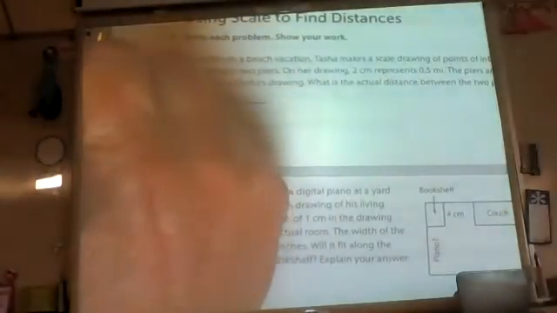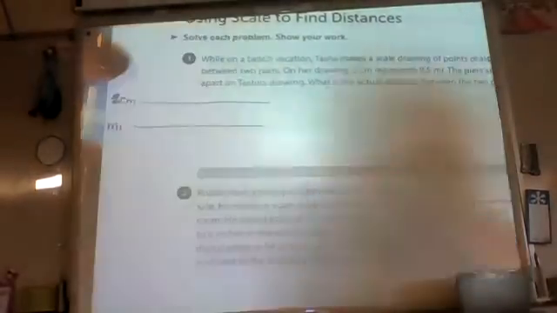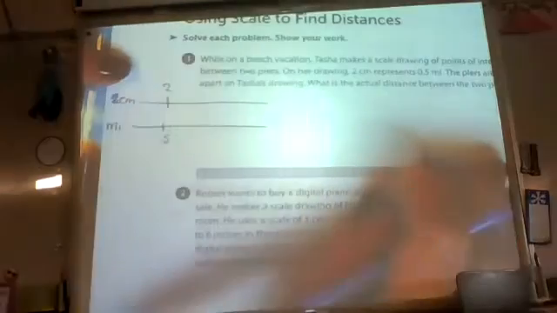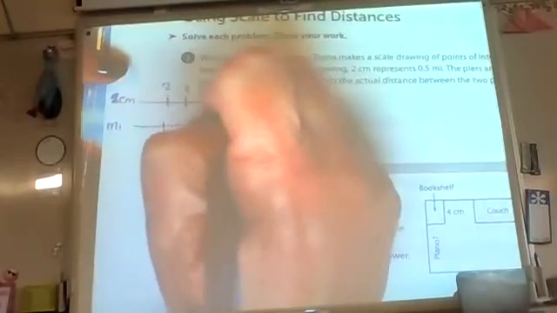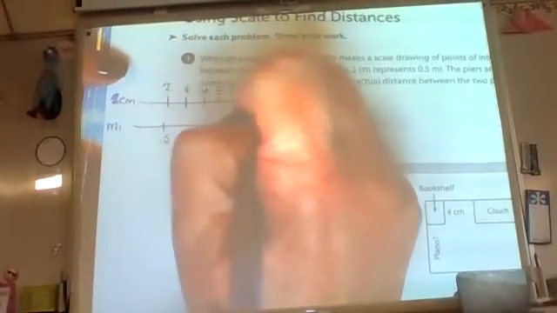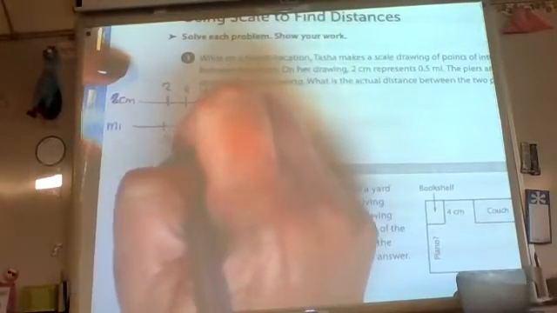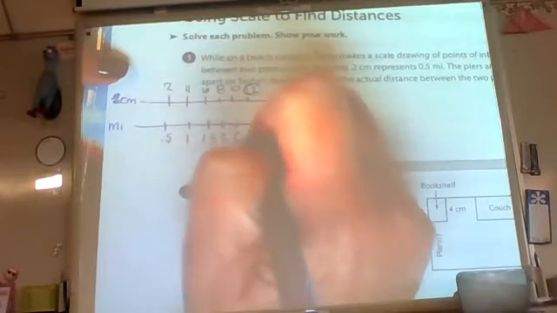So this is going to be the drawing. This is going to be in centimeters, and this is going to represent our miles. So what we know is that 2 centimeters equals 5/10 of a mile, right? The pier is 12 centimeters. So if I keep going up 4, 6, 8, 10, 12, this is what I want to get to. So down here, 5/10, 1, 1 and 5/10, 2, 2 and 5/10, 3. So this would be it.